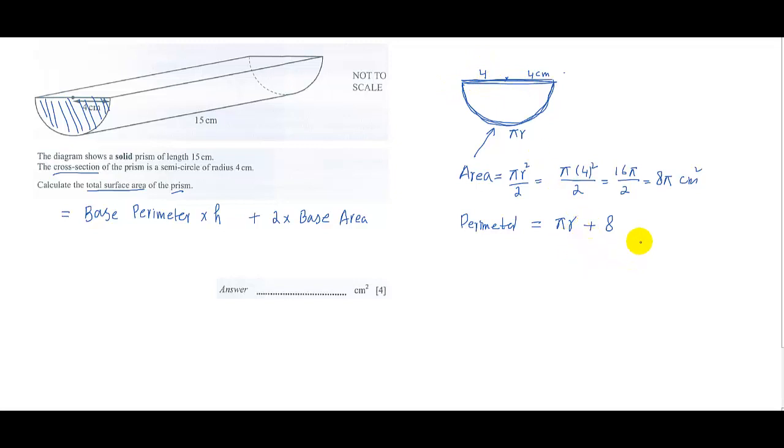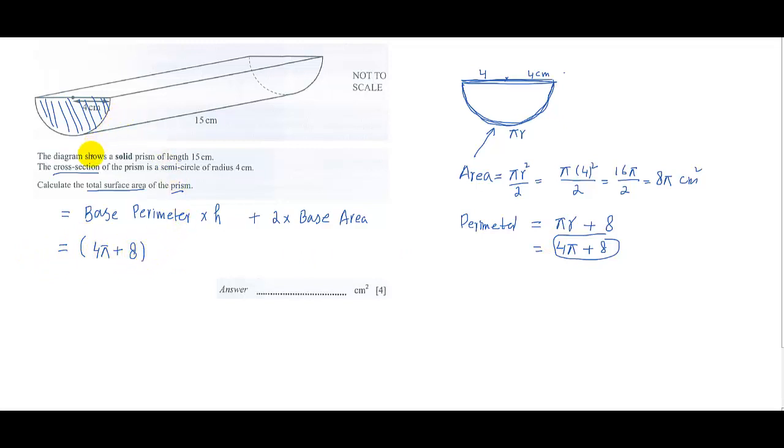Now plug in the value here. Pi r is 4 pi, so the perimeter is 4 pi plus 8. Okay, so this is the perimeter. Now let's plug in these values in the formula. This is the base perimeter, which is, using brackets, 4 pi plus 8.